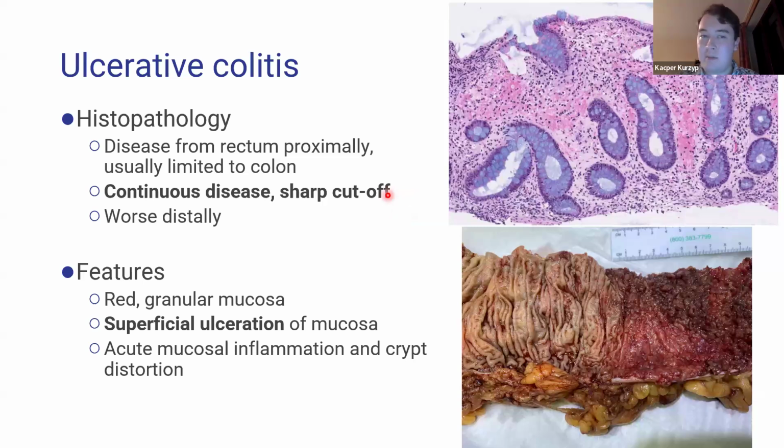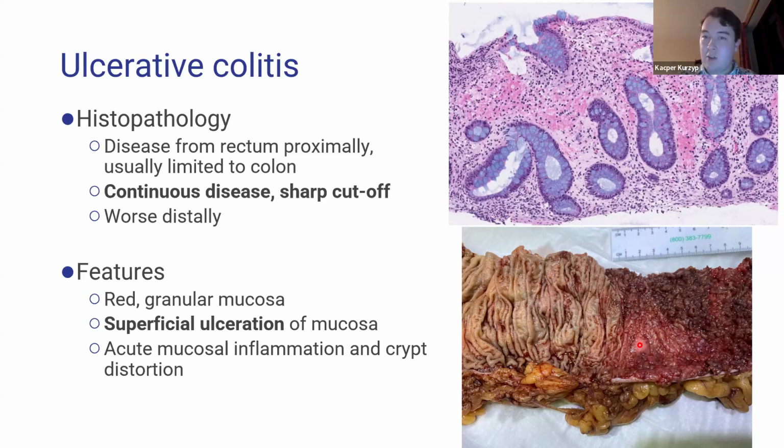Now, you see histopathology. As you will see, it spreads from the rectum proximally, and it is limited to the colon, maybe to the terminal ileum, but usually it stops within the colon. And as you can see, there is a continuous disease, and then there is a sharp cutoff, after which you have normal colonic mucosa. The affected mucosa tends to be red and granular. It does look angry. It looks much angrier than the cobblestone we've seen in the Crohn's.